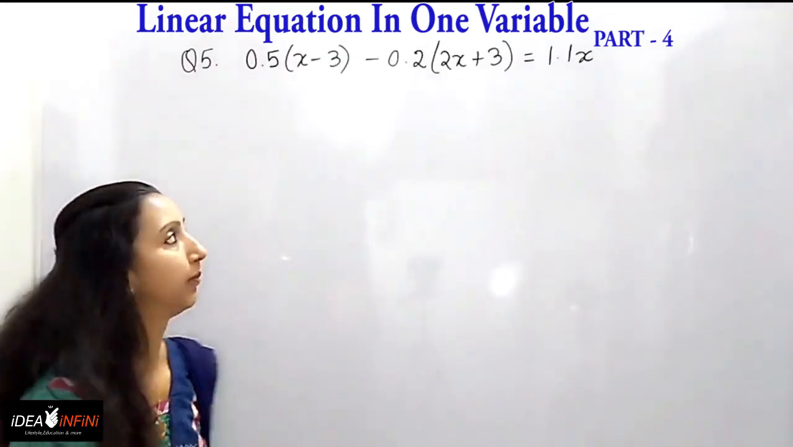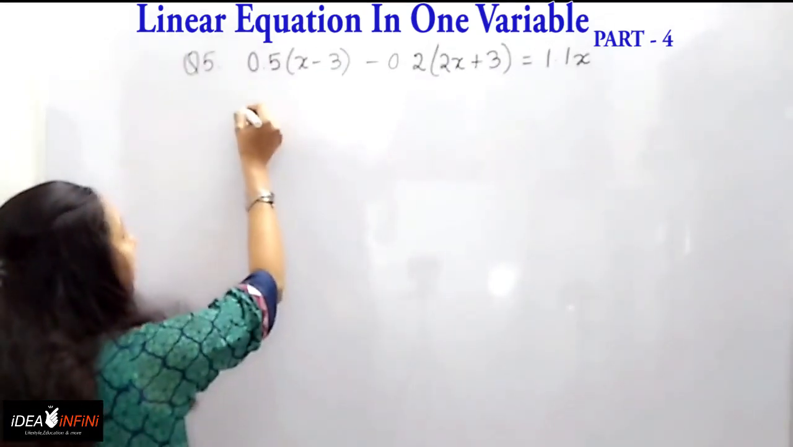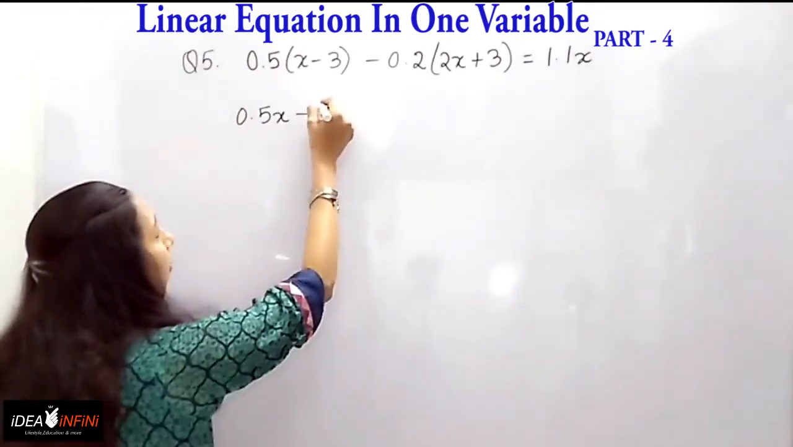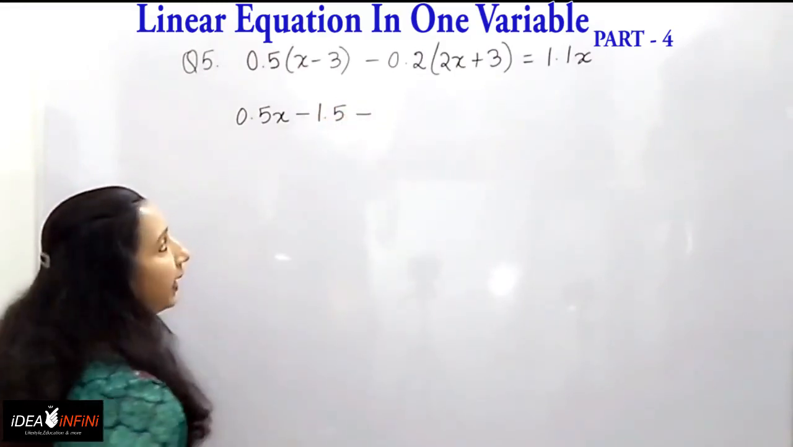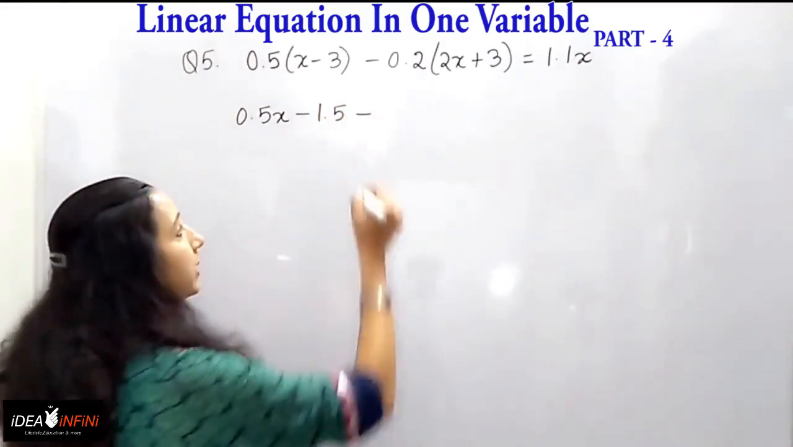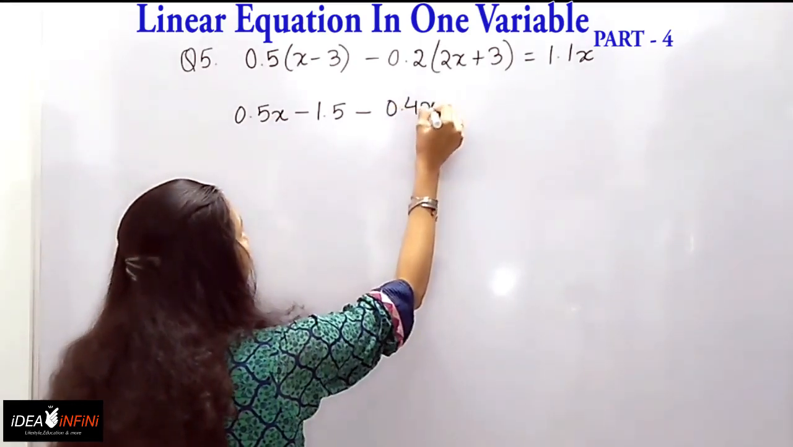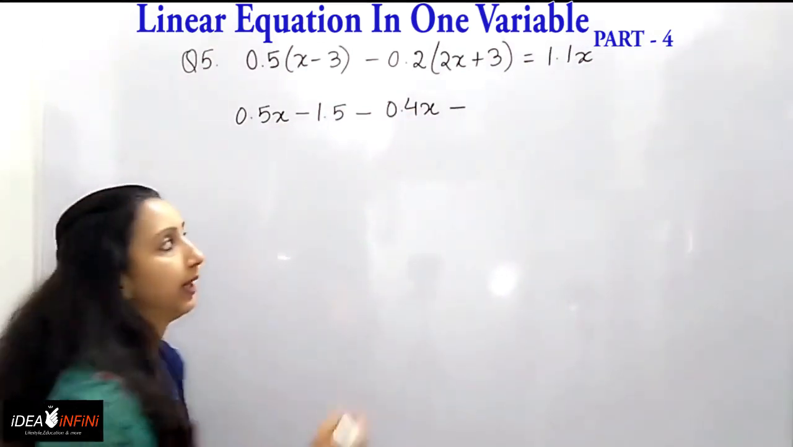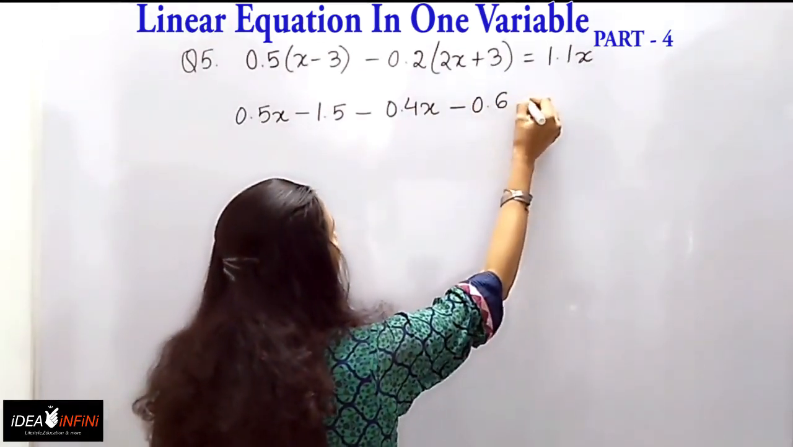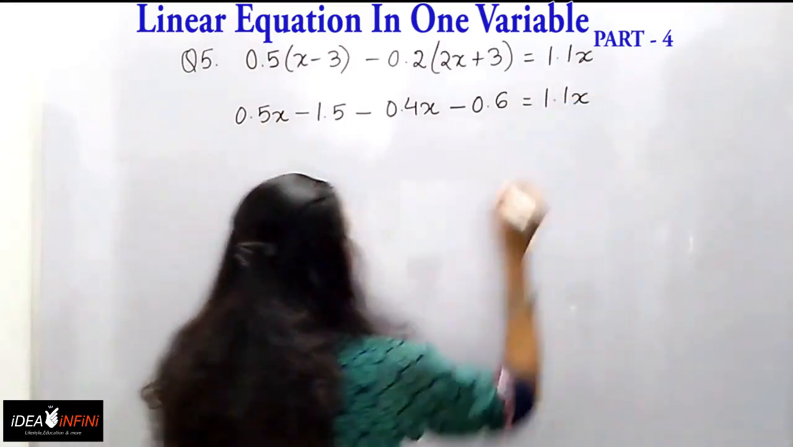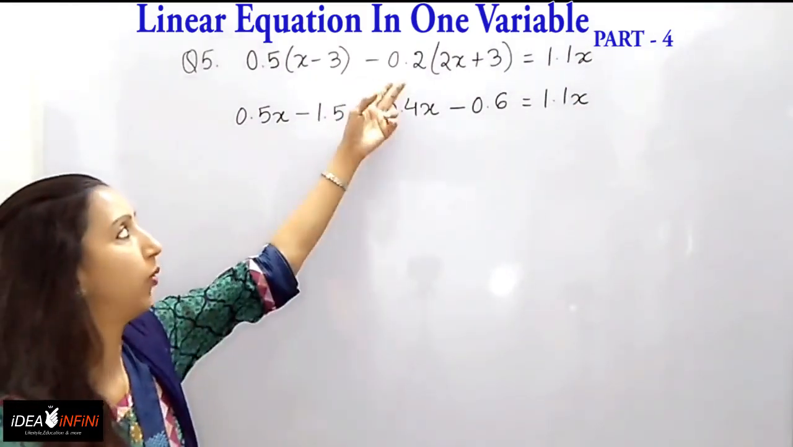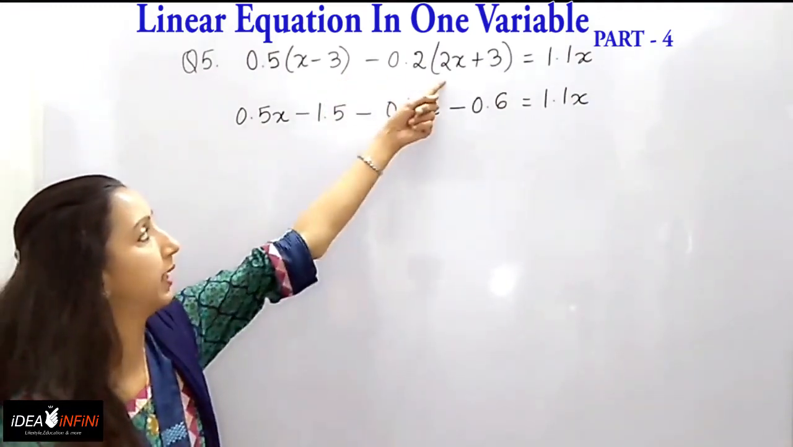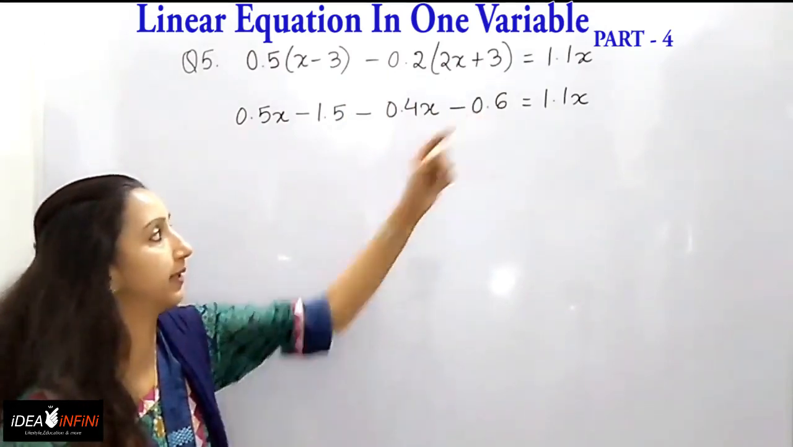There's another problem with decimal numbers on both the sides. So let's open up the brackets. 0.5 into x minus 3 into 0.5 is 1.5, minus sign once again, 0.2 into 2x. This will be 0.4x, and this minus into plus becomes minus, and 0.2 into 3 is minus 0.6 is equal to 1.1x. You have to be very careful with the signs while opening a bracket where there is a negative sign outside the bracket. So minus into plus is minus, minus into plus is minus.